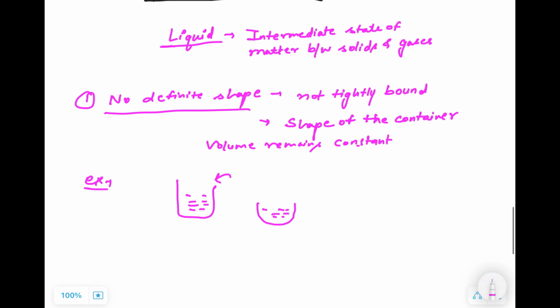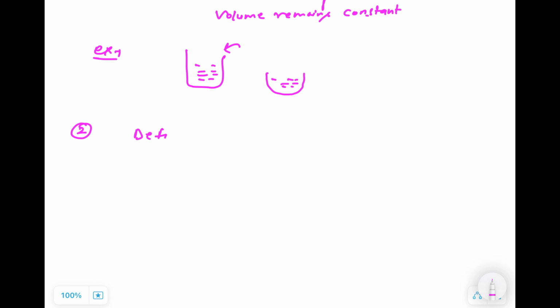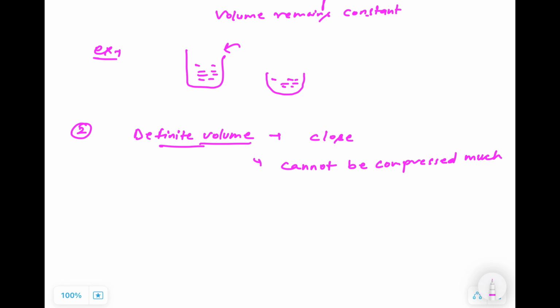So what is the reason behind this? Particles of liquids are not tightly bound. Just like solids, they also have a definite or fixed volume. Their particles are also close enough to each other to maintain a definite amount of space. They cannot be compressed much, but they can flow. Let's take an example. 100 ml of milk remains 100 ml, right? Whether it's in a cup or a jug.